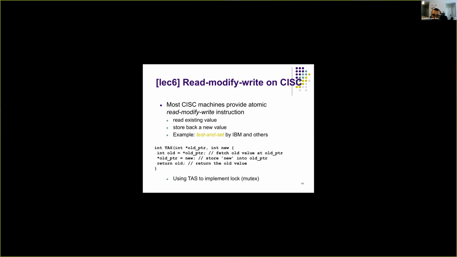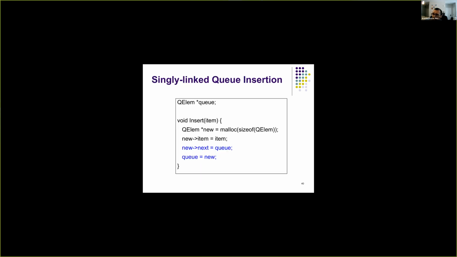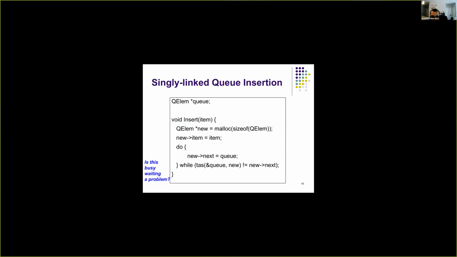Now, how can we use this test and set to achieve synchronization between these 2 instructions? It is as shown on the slide. Here, as you can see, we replace the last 2 statements with the test and set. So here we actually assign new of next to the queue.